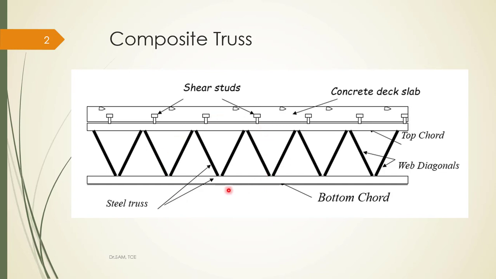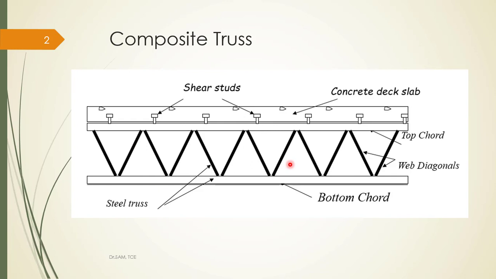In this composite truss, you can observe this is a bottom chord member, this is a top chord member, and this is a top concrete. This concrete and the top chord are connected by the shear connector. Under the flexure effect, this shear connector will resist the horizontal shear, and this flexure is converted into an axial force in the top chord member as well as the bottom chord member and also the web members.